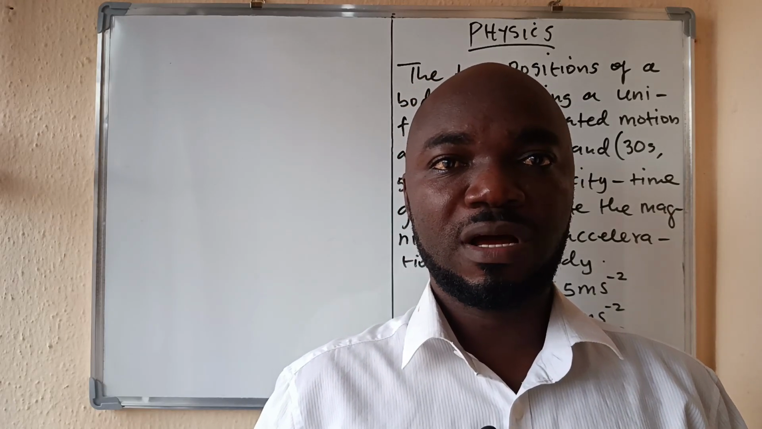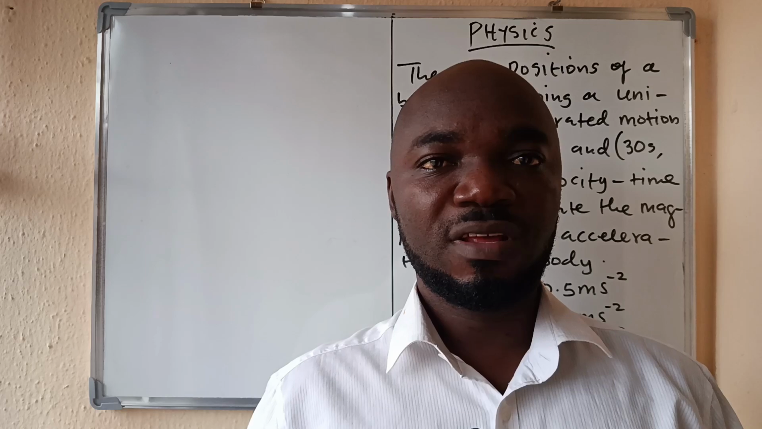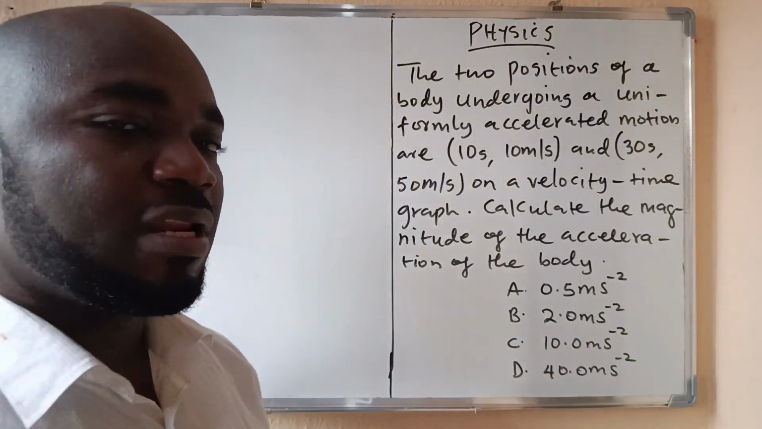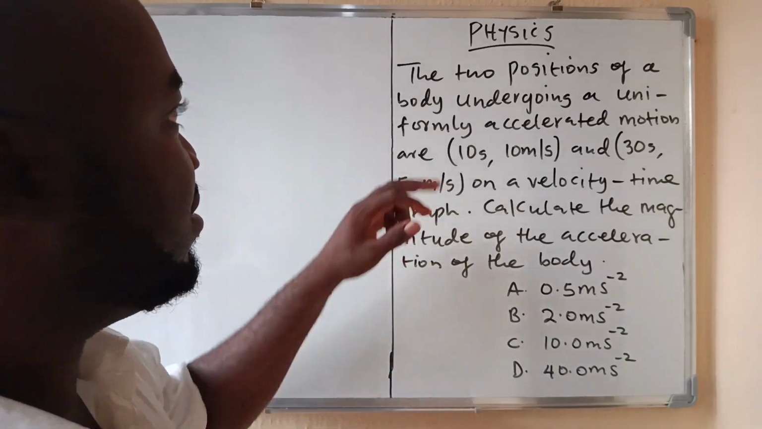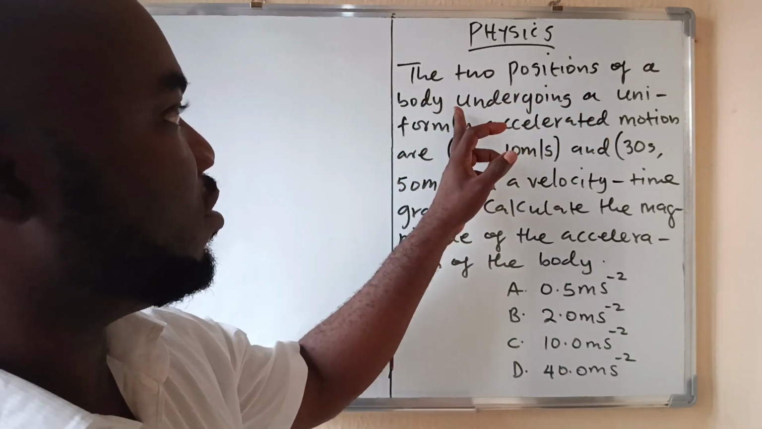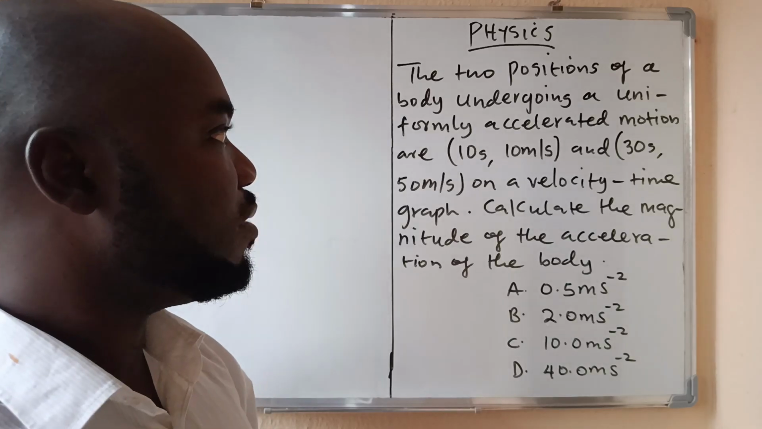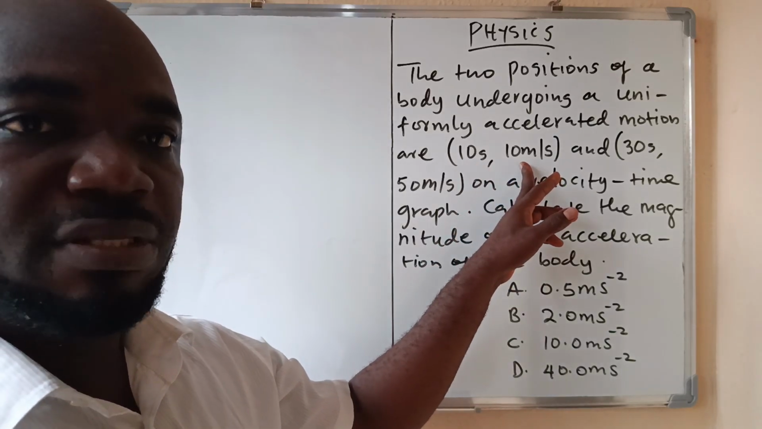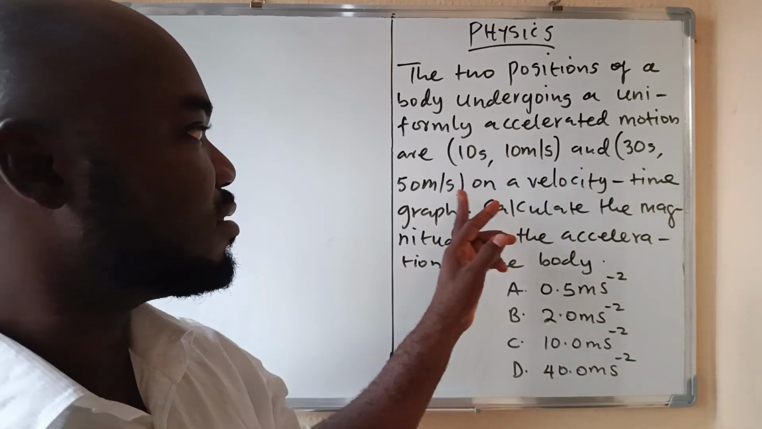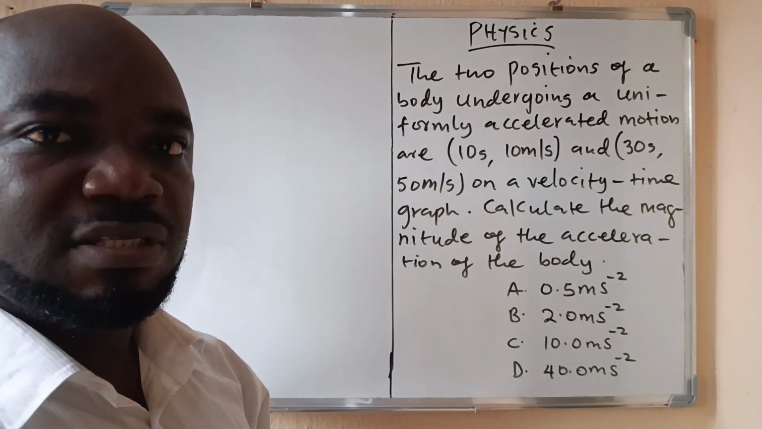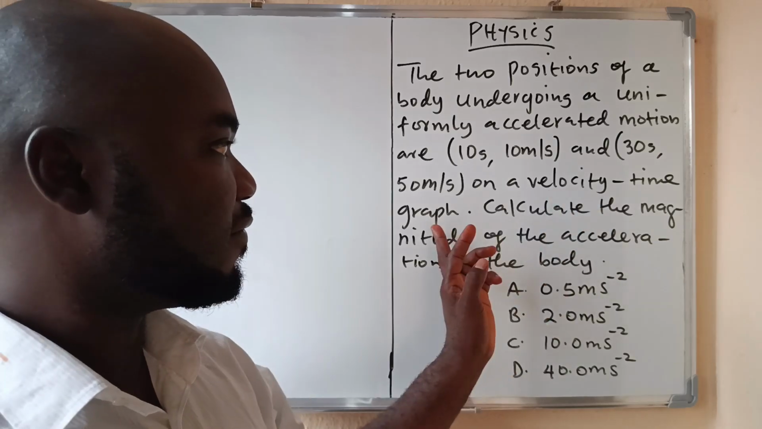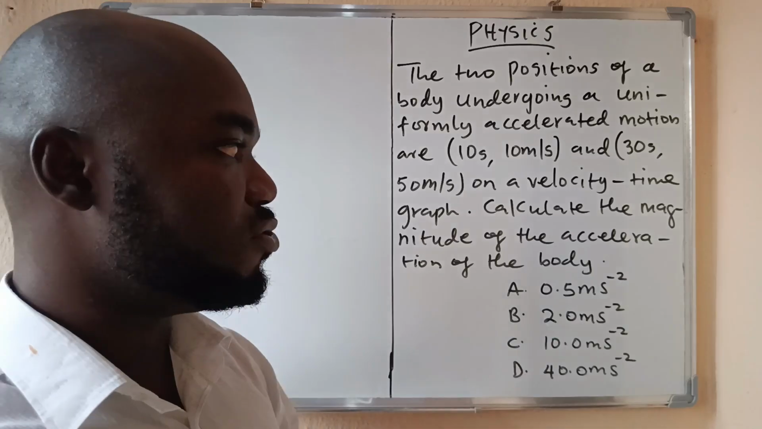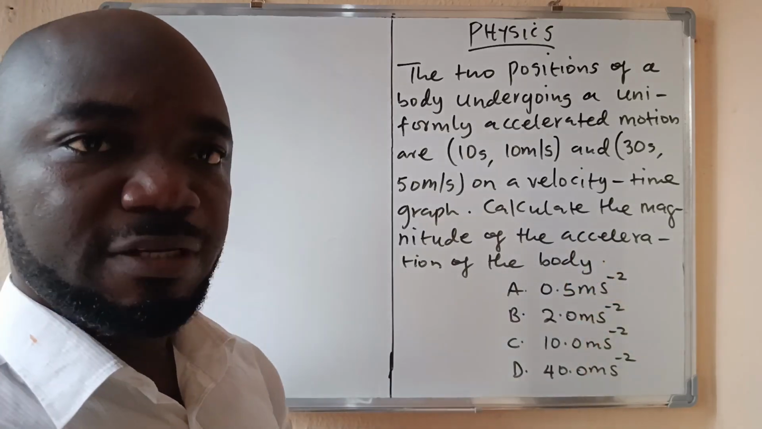We want to discuss a very important question from one of the standardized examination bodies, and it is from mechanics, physics, relating to the velocity time graph. It says the two positions of a body undergoing a uniformly accelerated motion are 10 seconds at 10 meters per second and 30 seconds at 50 meters per second on a velocity time graph. So the relationship is velocity and time. We are asked to calculate the magnitude of the acceleration of the body.